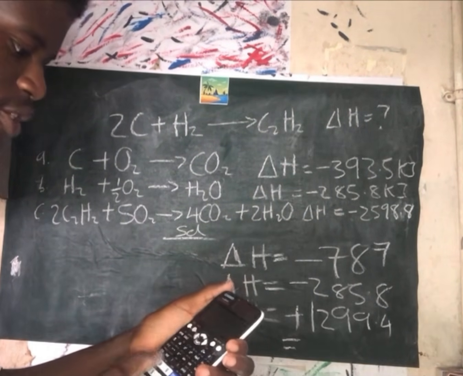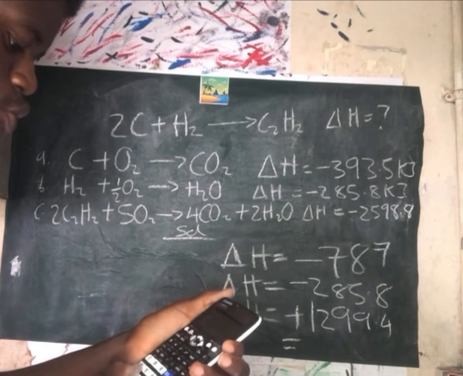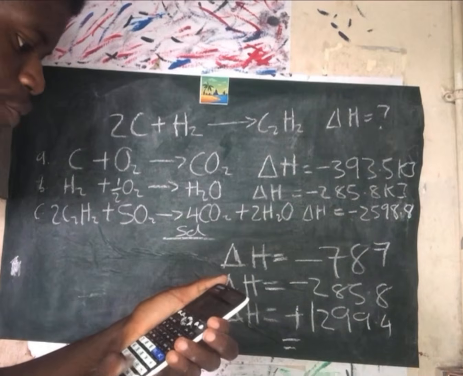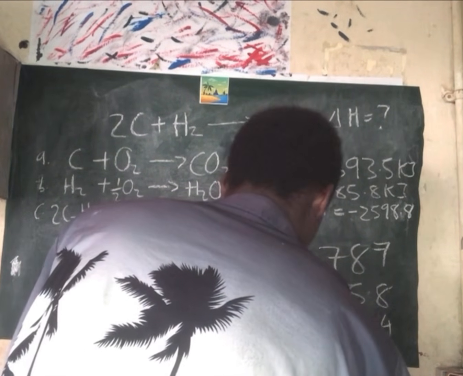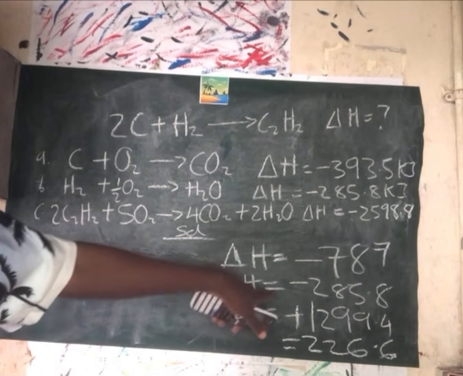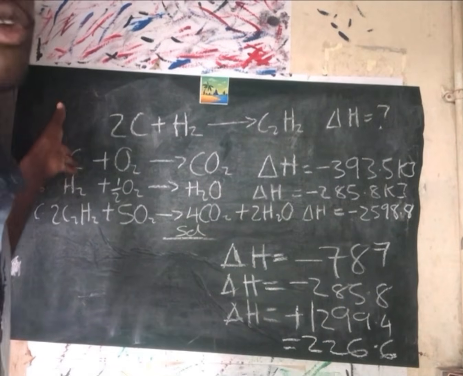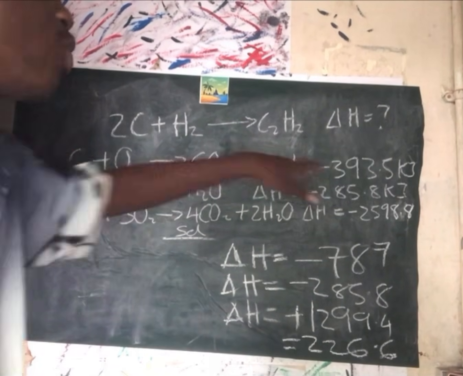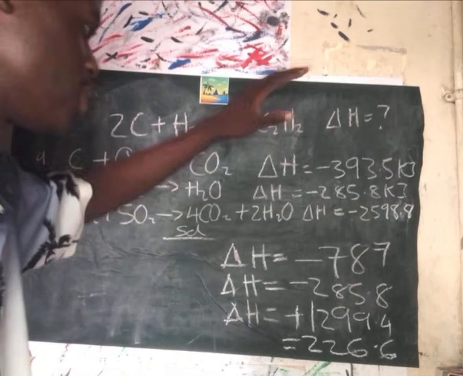After that, just add all your enthalpy. That's minus 787 minus 285.8 plus 1299.4. That will give you 226.6. So that's how to do it in the fastest way. Since we know that if we divide here, or multiply here, or reverse it, you are still going to do it here. So instead of doing it to the equation, just do it directly to the enthalpy and just add it.